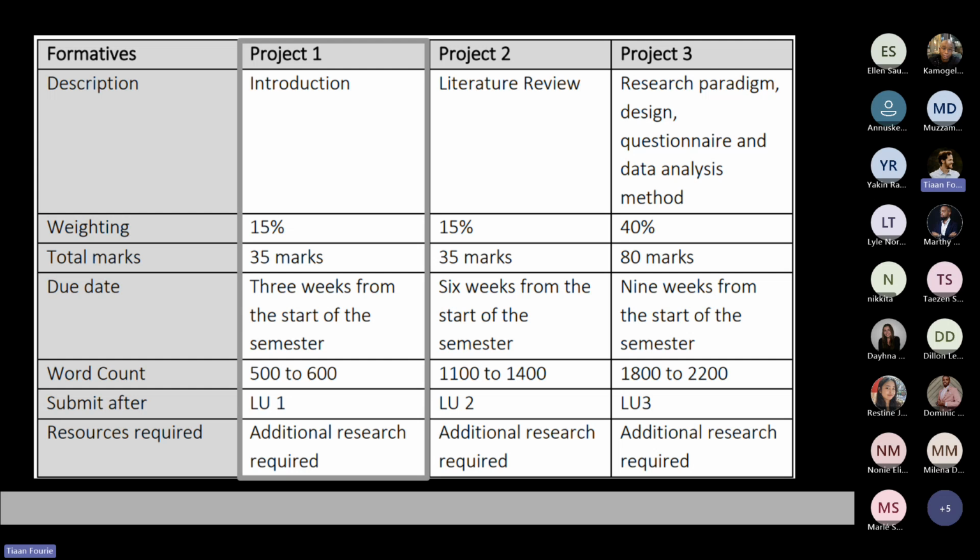It's not that difficult, it's just that you need to have your paradigm design, data analysis, data collection, sampling, and population correct. Thank you, Anushka.